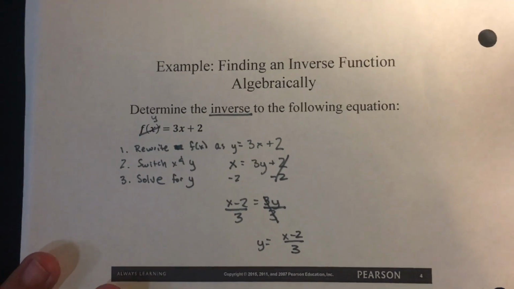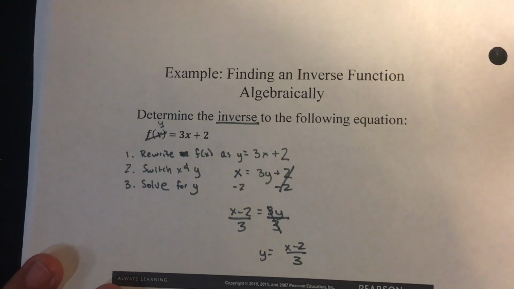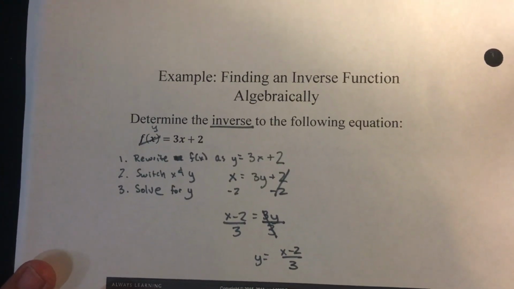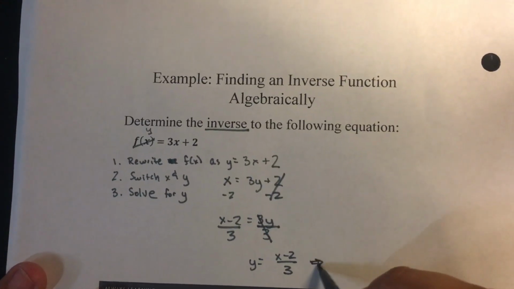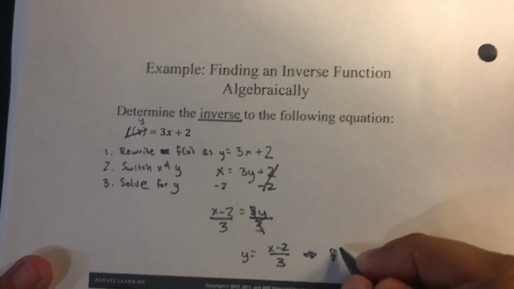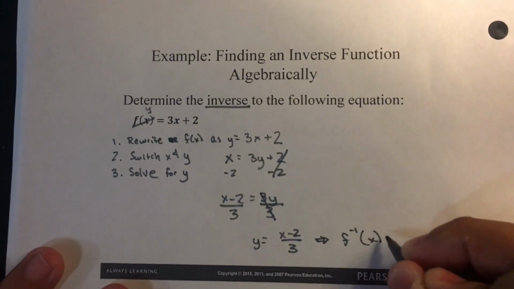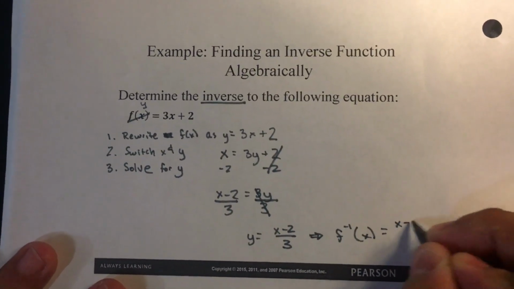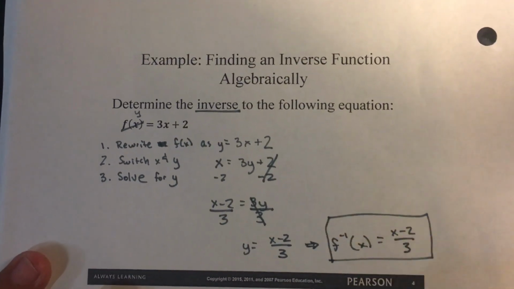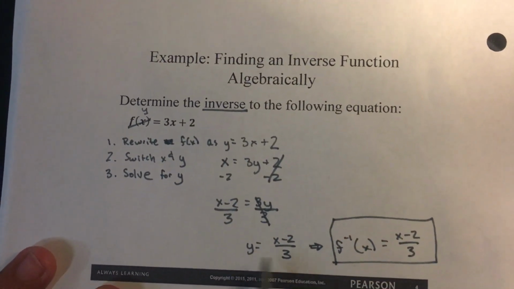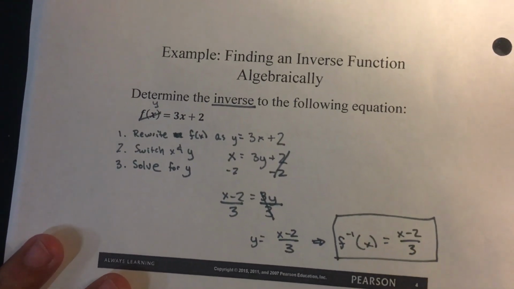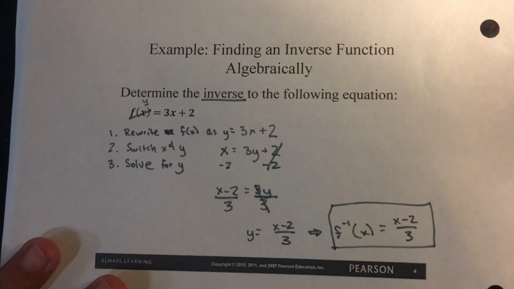An important step about this, and they will put this on exams and things like that: for the final answer, so that you can show that this is the inverse, you need to write it this way. f negative 1 of x equals (x minus 2) over 3. So this is my final answer. Again, I just rewrote this, but instead of writing y equals, I wrote the inverse of f of x, as that's all this means. So make sure you're doing that.